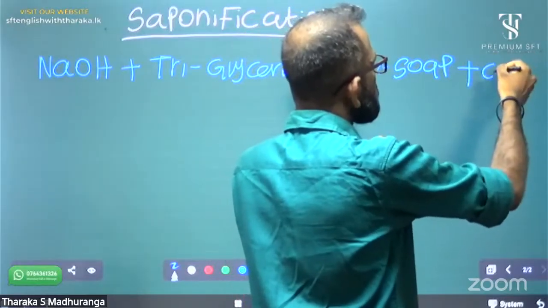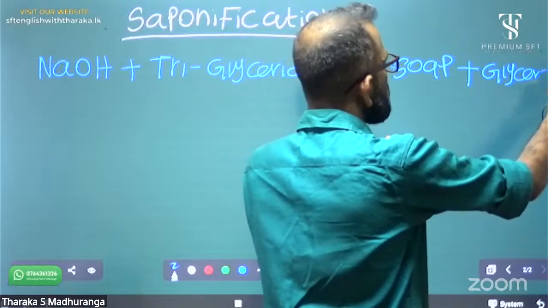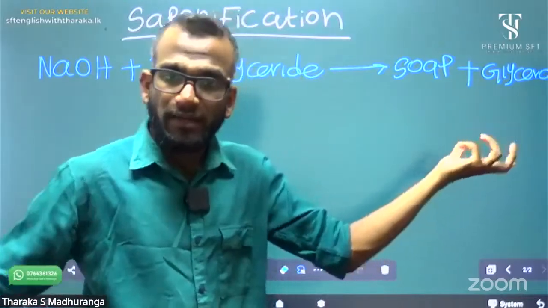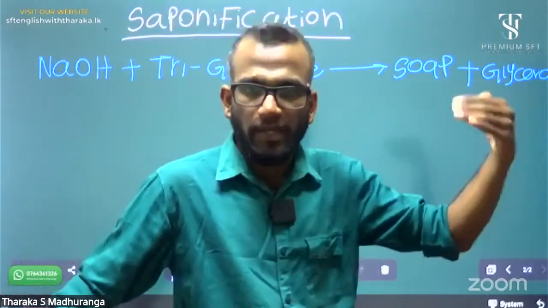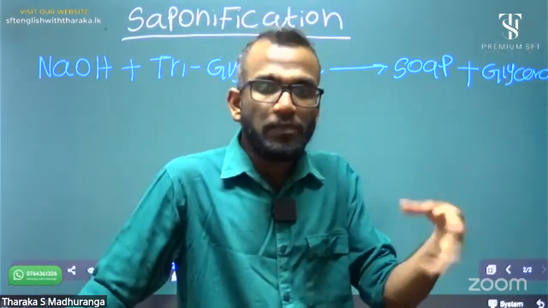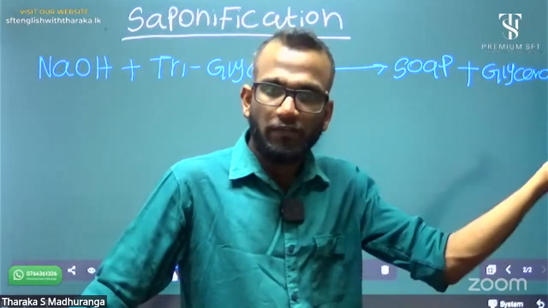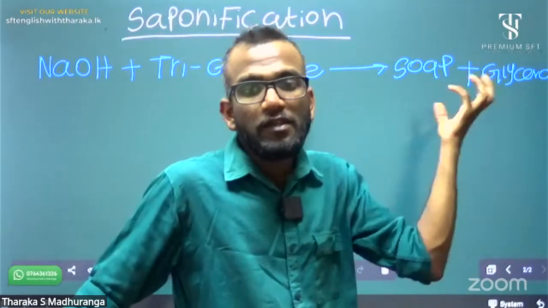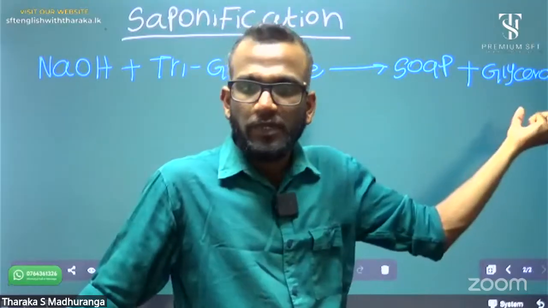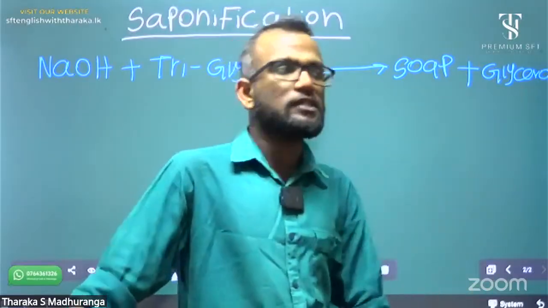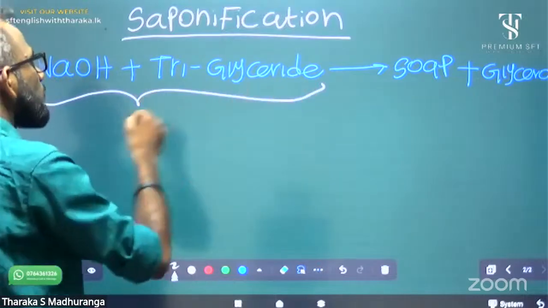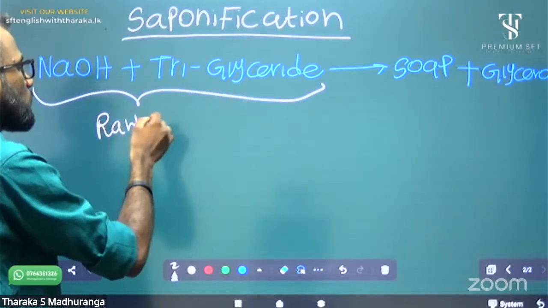Additionally, it produces glycerol. Glycerol we call a byproduct. It's also a product of the chemical reaction, but it is not our main purpose. Our purpose is to produce soap. In soap production, the additional product that is produced, we call a byproduct. In the saponification reaction, these are the raw materials. Please note down the raw materials.